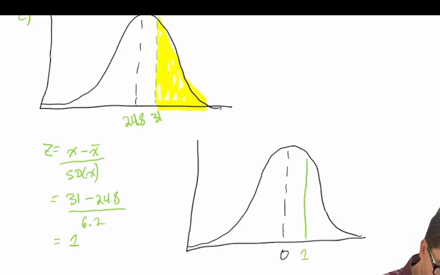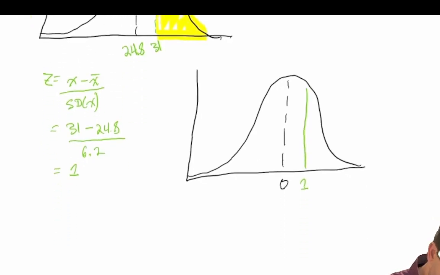So we're also interested in, again, the area to the right of this, this yellow shaded region here. So the probability that z is greater than or equal to 1 is equal to 1 minus the probability that z is less than or equal to 1.